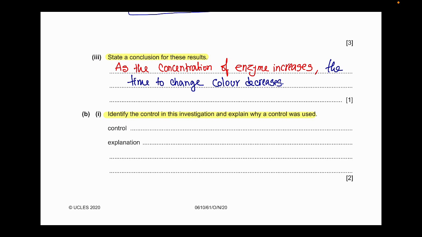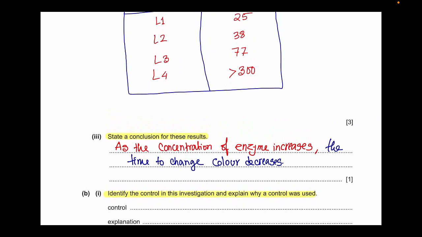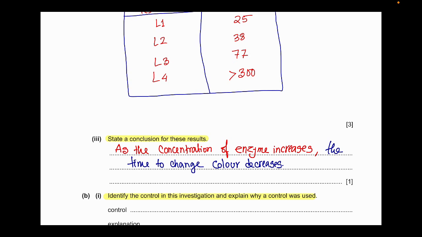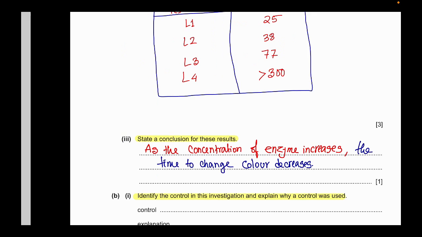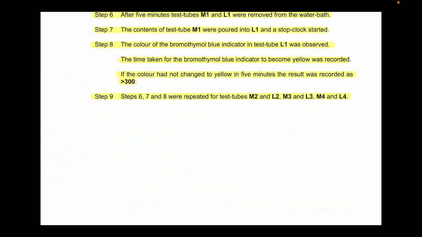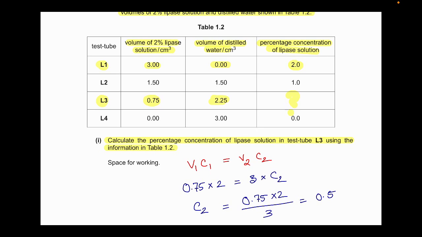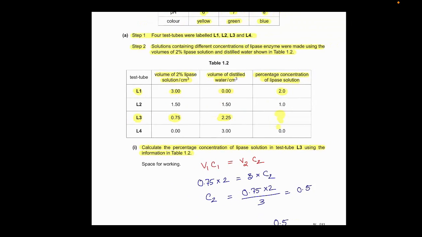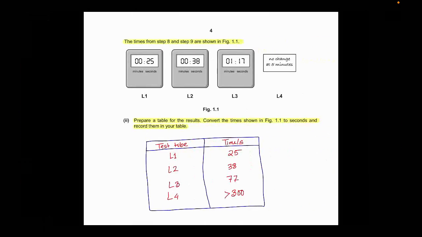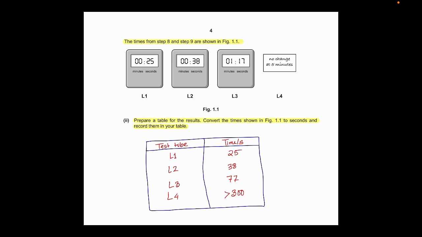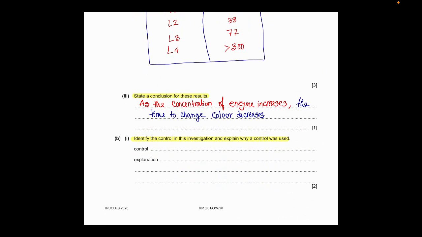So basically our control in this investigation was L4 to show that lipase is causing the change of color in the indicator. As you can see in L4, we did not use any lipase. So basically we proved that lipase was the main reason why we are having this particular chemical reaction.